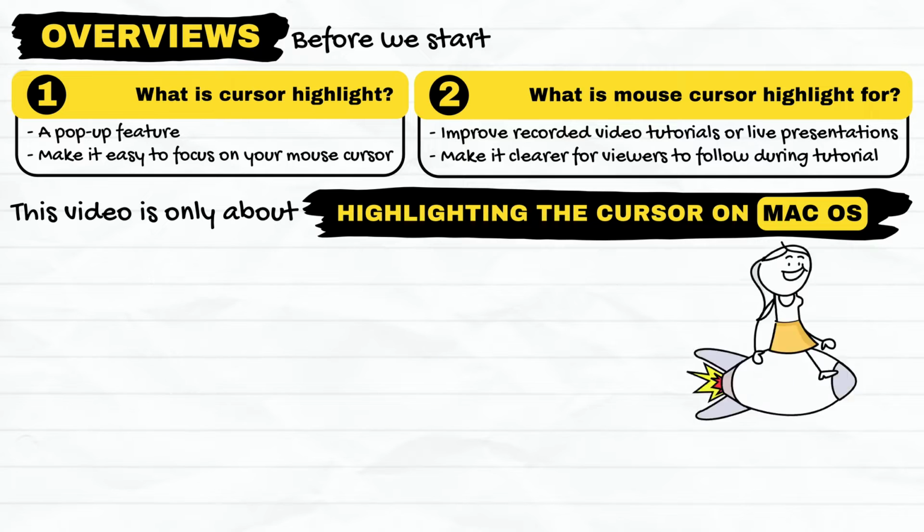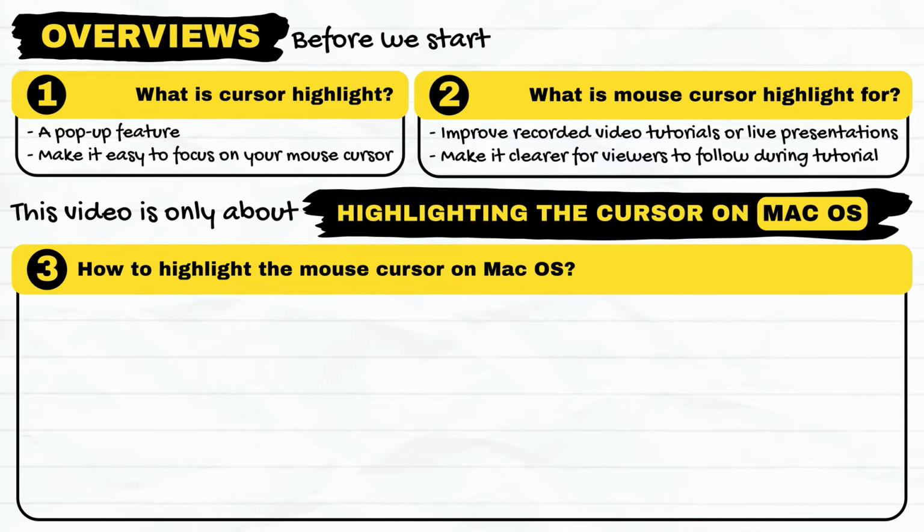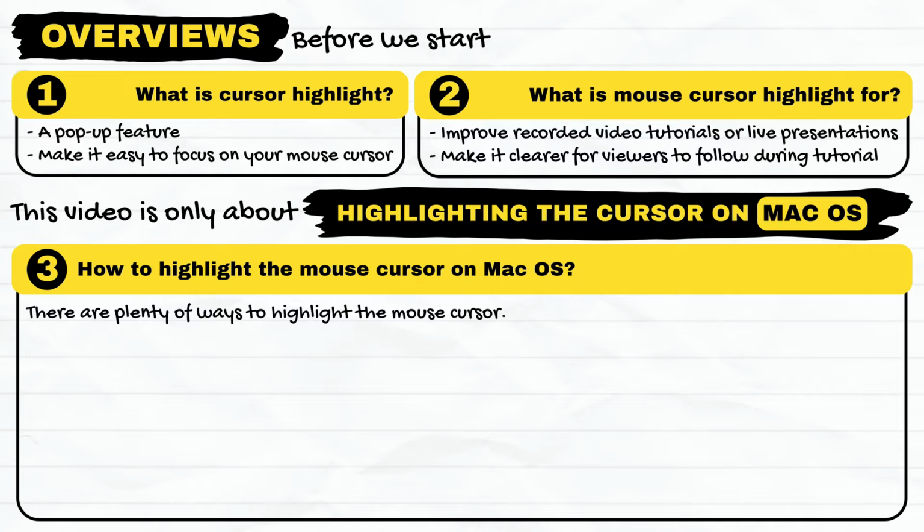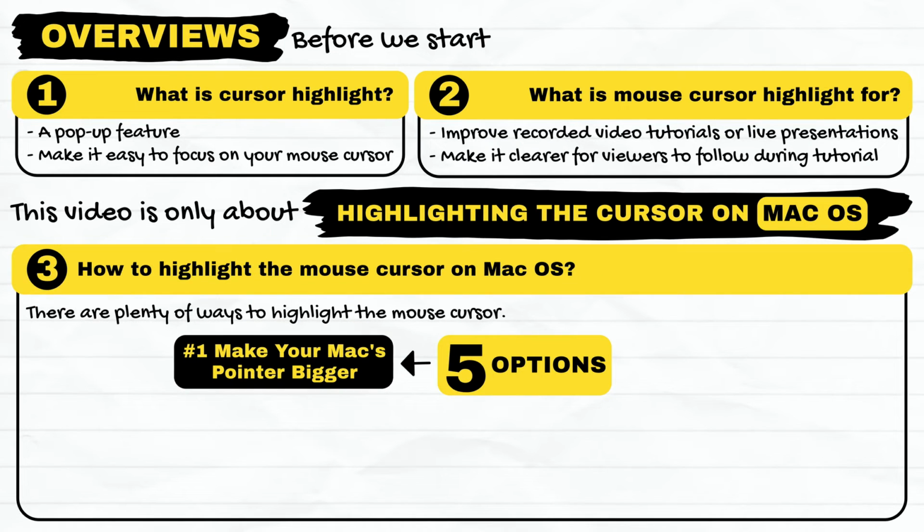3. How to highlight the mouse cursor on Mac OS. According to my research, there are plenty of ways to highlight the mouse cursor in general, and specifically on Mac OS, which can be categorized into 5 different optional methods. Option 1. Make your Mac's pointer bigger. This is a free option that can be done through your system settings without installing any additional software.